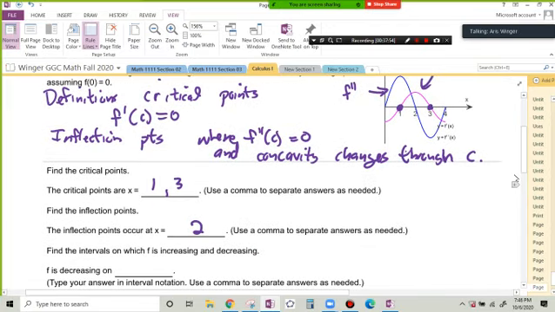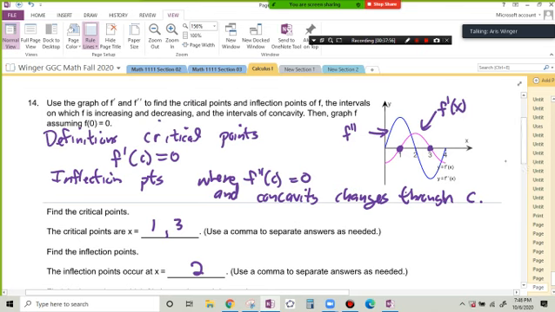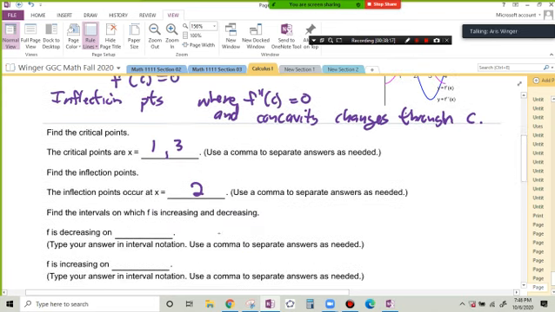Where is f increasing and decreasing? F is increasing wherever the derivative is positive and is decreasing wherever the derivative is negative. The function is increasing wherever the derivative is above the x-axis. That's from 1 to 3. The function is increasing on the interval 1 to 3. Interval notation.